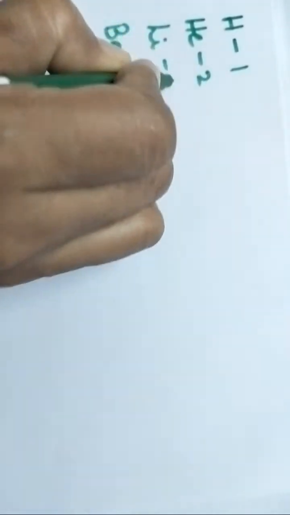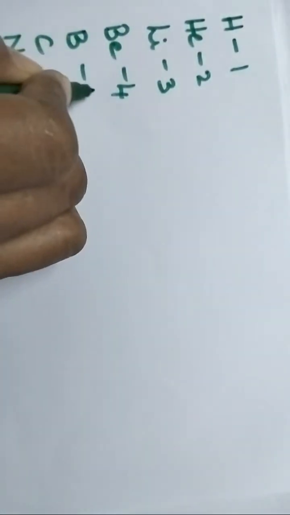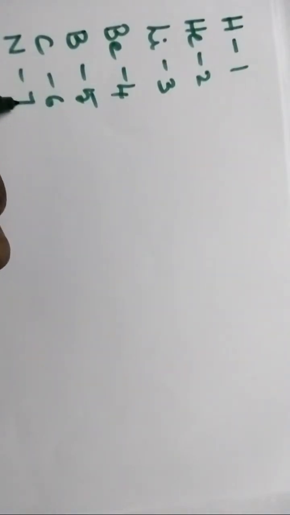So hydrogen, helium, lithium, beryllium, boron, carbon, nitrogen, oxygen, fluorine, neon. These are the first 10 elements. Will you write the configuration? So atomic number of hydrogen is 1, helium is 2, lithium is 3, beryllium is 4, boron is 5, carbon is 6, nitrogen is 7, oxygen is 8, fluorine is 9, neon is 10.